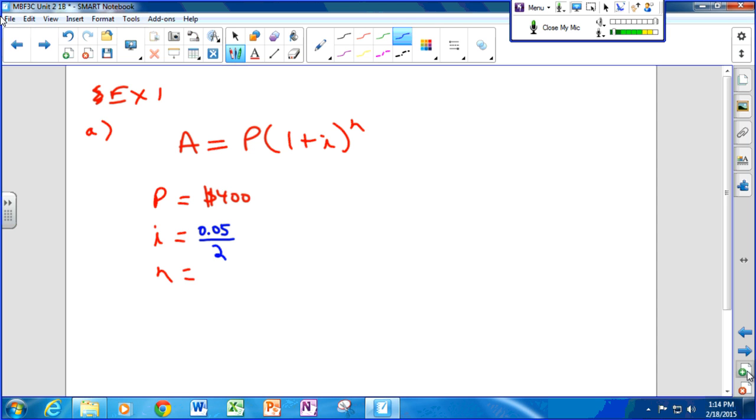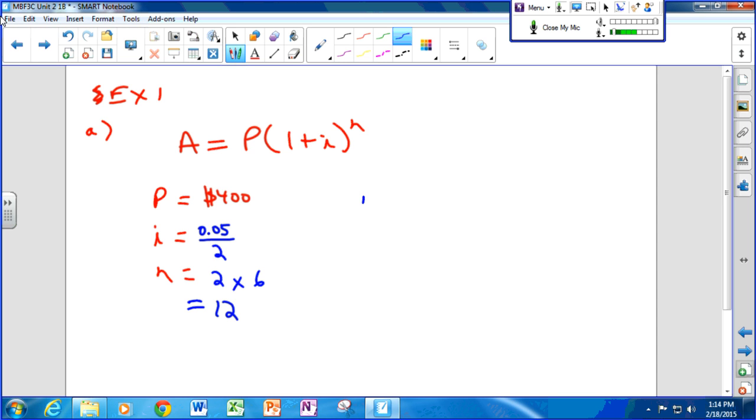Now, N is maybe a little easier to work out. There are two compounding periods per year, and it's for 6 years. So there are 12 compounding periods total, 2 per year for 6 years, and that's usually the way I write it out. Well, it looks like we have everything we need to solve this problem. So let's take a look at solving the problem.